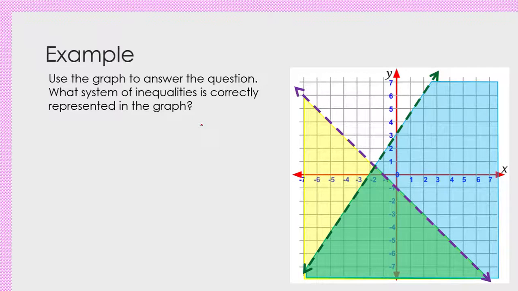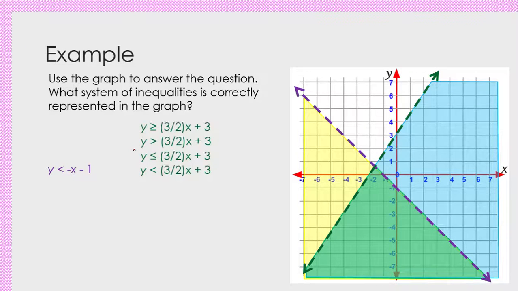Again, let's focus on the purple line first. We have these 4 options. We need to focus. Is it going to be a solid or a dotted? The line is dotted, so that means we can erase options 1 and 3 because those are for solid lines only. And now look at the yellow region. Is it below or above? It is below the line, so that means it is going to be y is less than negative x minus 1.